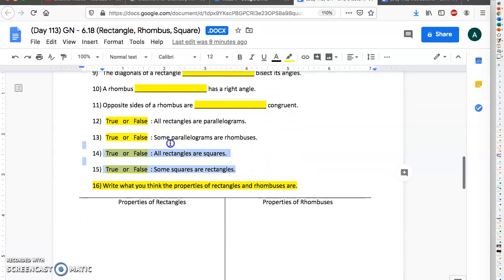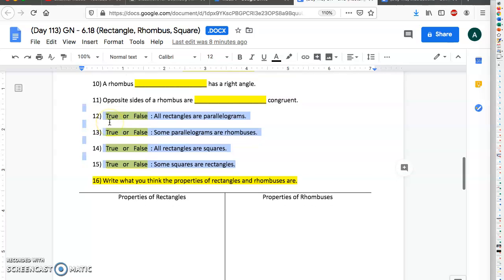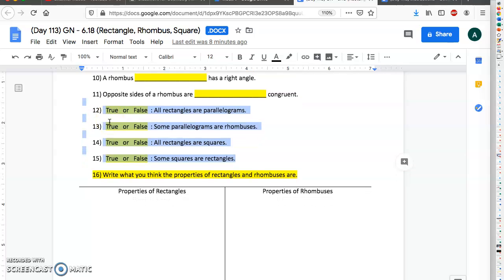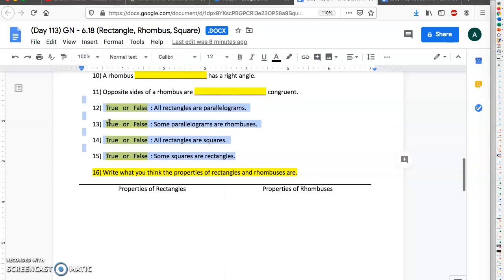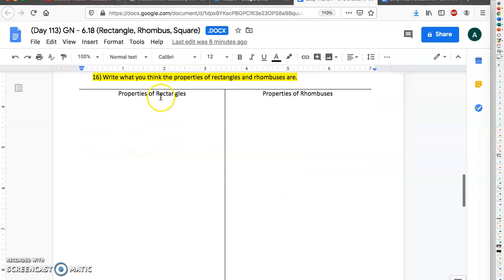For number 12 through 15, it's just a simple true or false. And after you answer number 1 through 15, use those to help you think of what properties do rectangles have, what properties do rhombuses have.